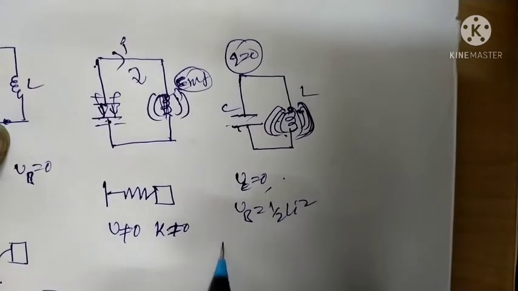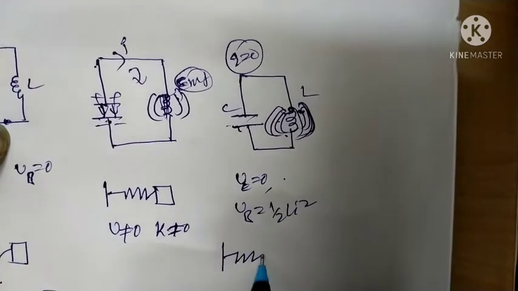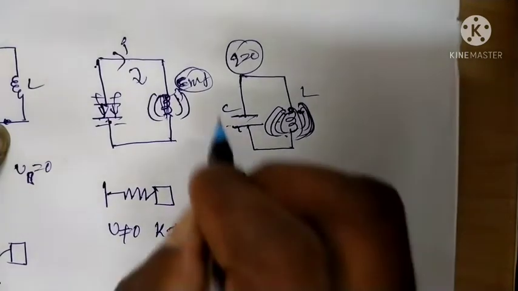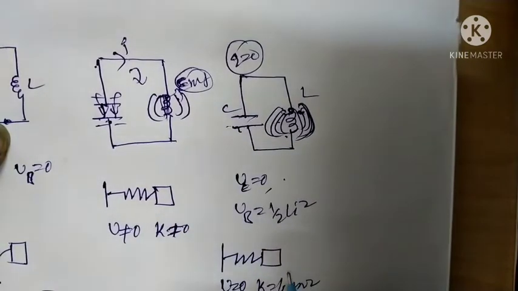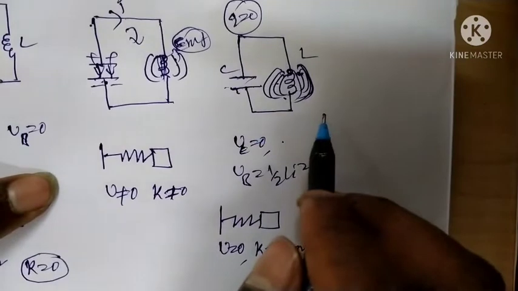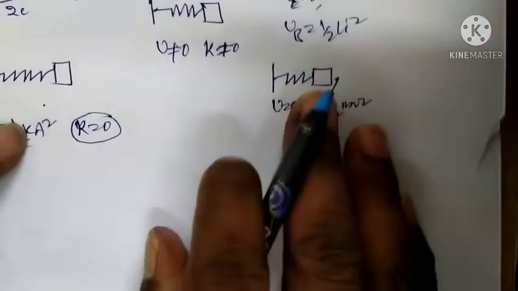In the mechanical case of the spring, the potential energy is 0 and the kinetic energy is equal to half mv square, since it is in motion. The charge carriers are in motion, so we get the highest kinetic energy in the third case. Next, the fourth case.